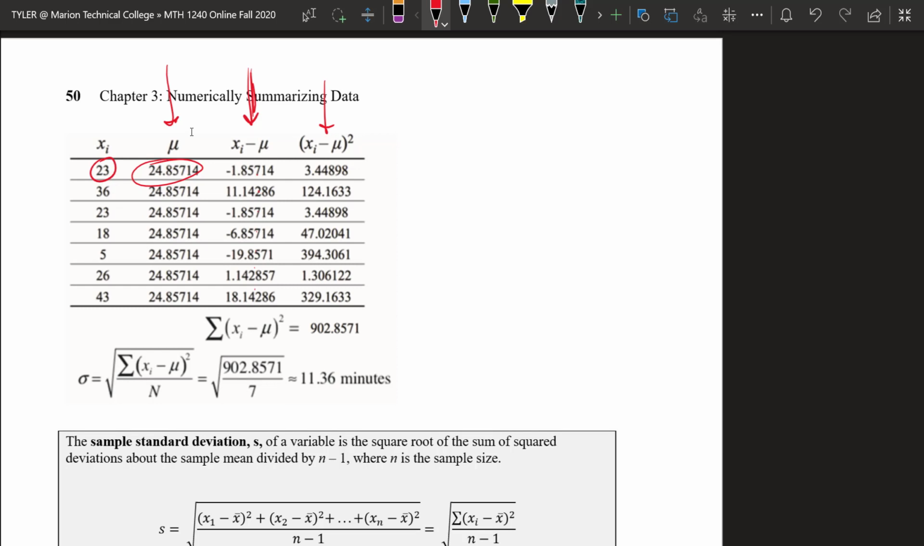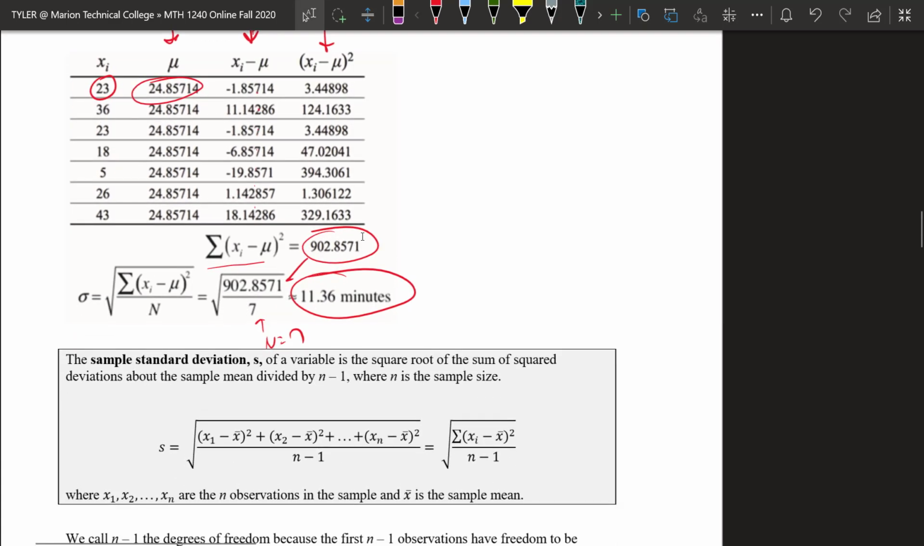And then you need to find the sum of the last column, right? That's what this number is. And then you just plug these values into the equation, and we get an answer, right? So that's the population standard deviation. So essentially, standard deviation is like the average distance from the mean for the data values, right? So it gives you an idea for how spread out things are.